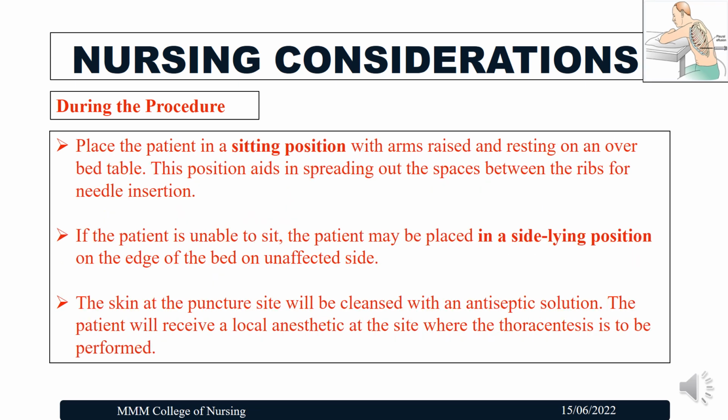While doing the procedure, place the patient in a sitting position, as we already discussed earlier, with the arms raised and resting over the bed table. This position helps to spread out the spaces between the ribs for the needle insertion, so there will be a large space when we insert the needle. If the patient is unable to sit, the patient may be placed in a side-lying position on the edge of the bed on the unaffected side.